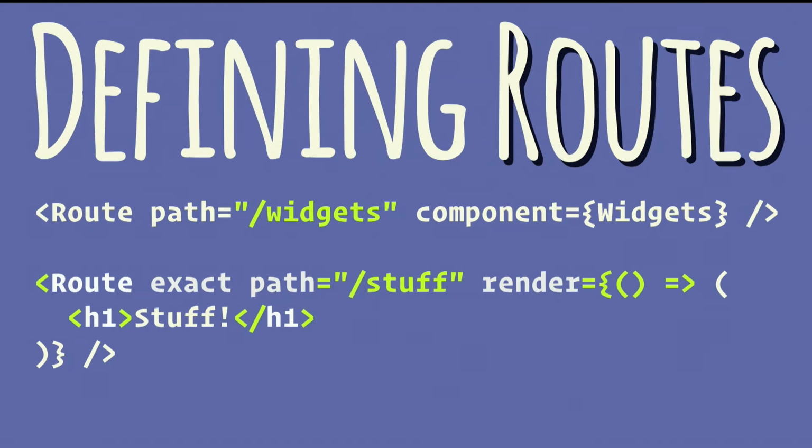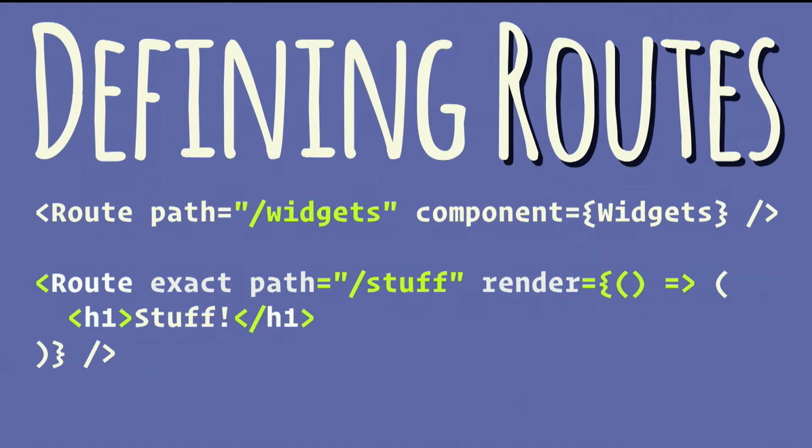And here's what they look like. So the top simply says, if the path you've browsed to is /widgets, load the widgets component. There are two basic ways that we can define routes. One is with that component prop, where we just tell it what component should render. And the other is with an actual render method being passed in. And then you could just put some JSX inside a callback.